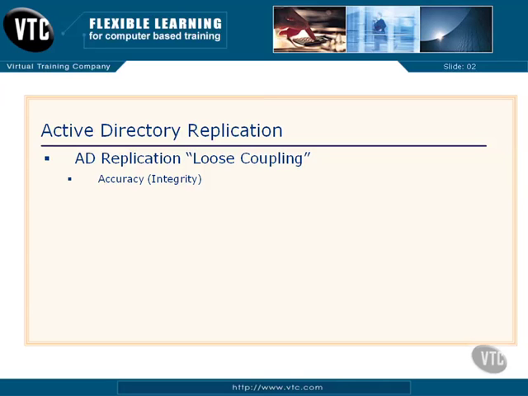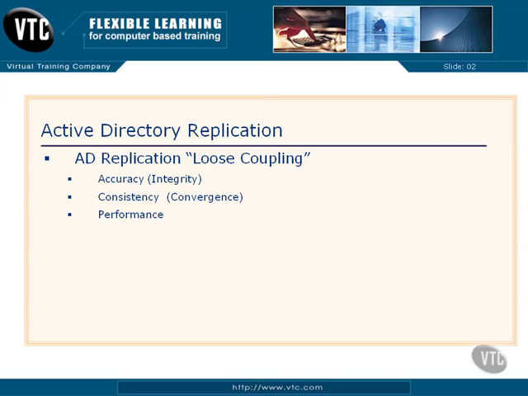What it's concerned about first of all is three things: accuracy, or the integrity of the data, that the data is the same on each server; consistency, or convergence, that any one server is going to be very close or identical in information to the other one; and performance, that we move this data around in the most efficient manner.